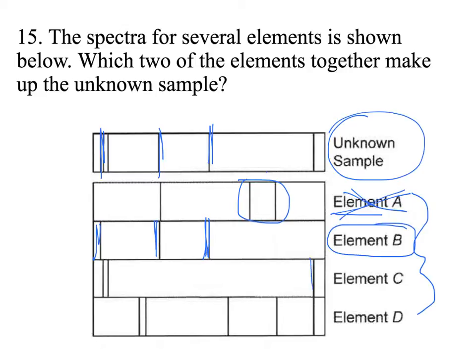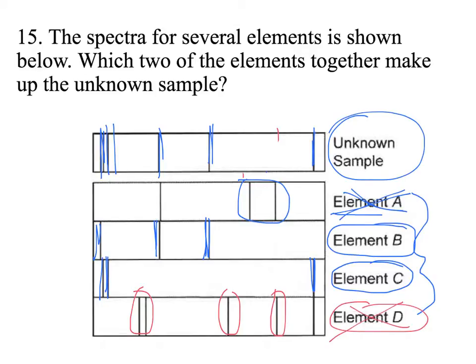For element C, we see a line here which matches a line here, and we see 2 lines over here that match 2 lines over here, so element C is probably also in our unknown. Element D has 2 lines right here and 2 lines here which do not appear in our unknown sample. So it cannot be element D. Element D cannot be in there. So the correct answer is B and C.